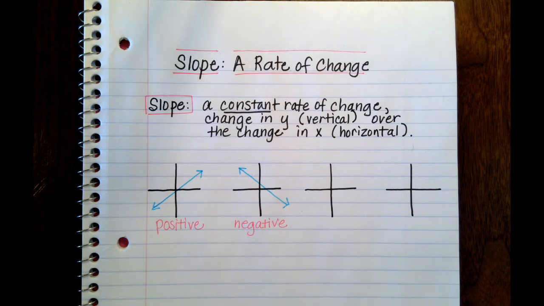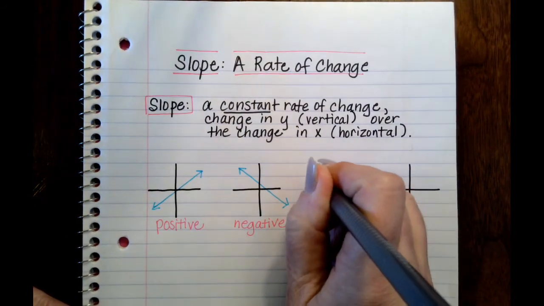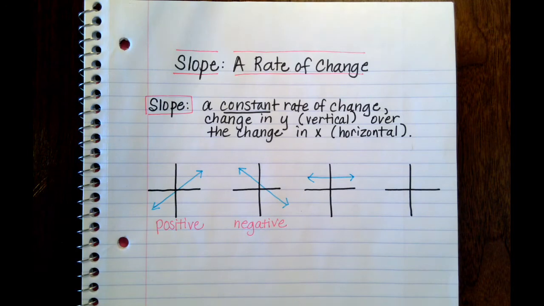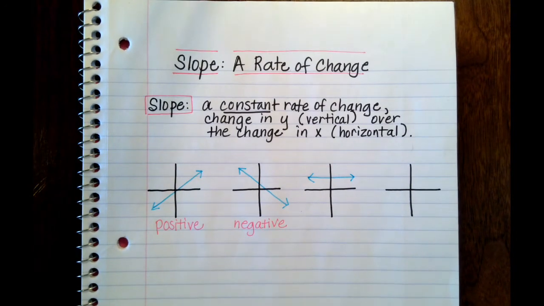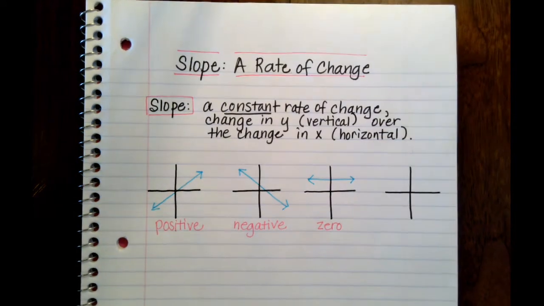Or even more specifically, you might have something that ends up looking like this. So you might have a perfectly horizontal line. Horizontal meaning just completely straight across. There's no rise. It's not increasing in its y value in any way. So this is called a zero slope, meaning there is no change.